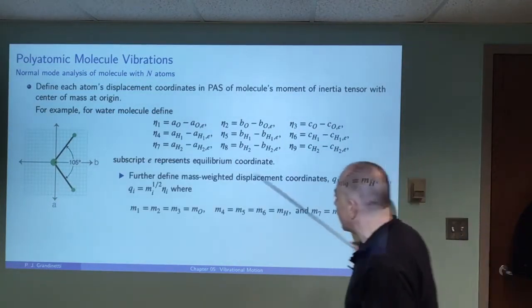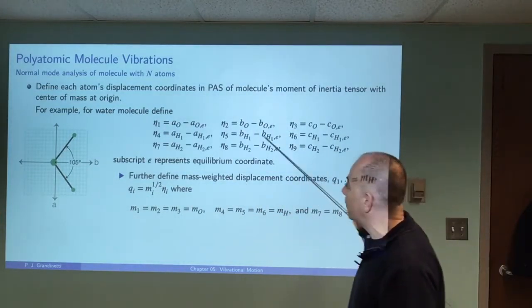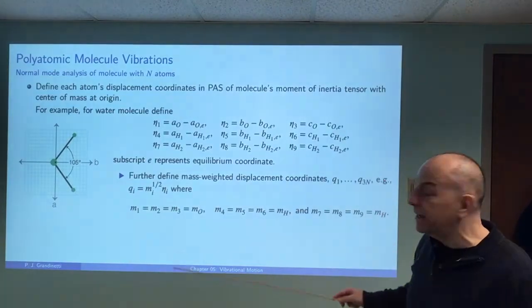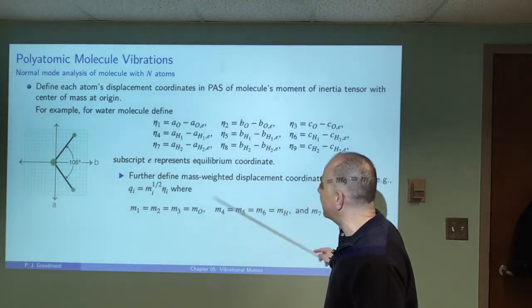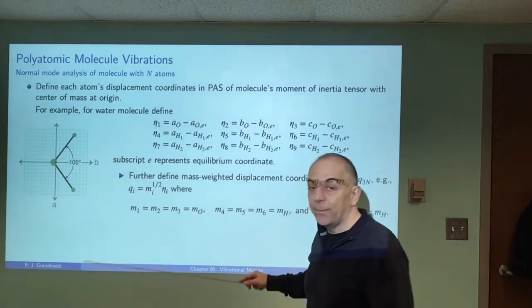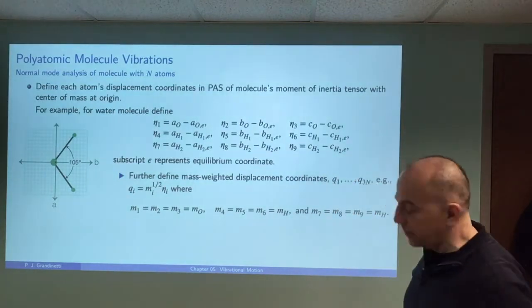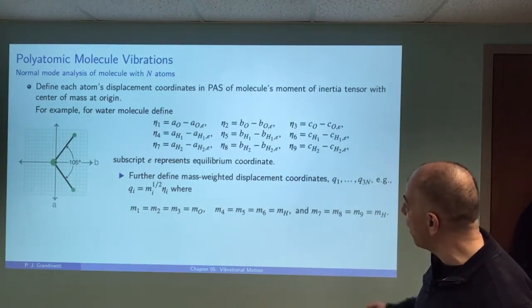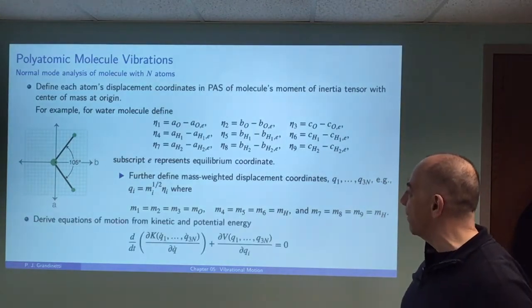Now, of course, as we did in our previous analysis, we're going to convert from displacement coordinates to mass-weighted displacement coordinates. So we're going to convert all of these etas into q's by multiplying them times the square root of the mass of the atom that they're describing. So we're going to have q1 through q9 describing the system.